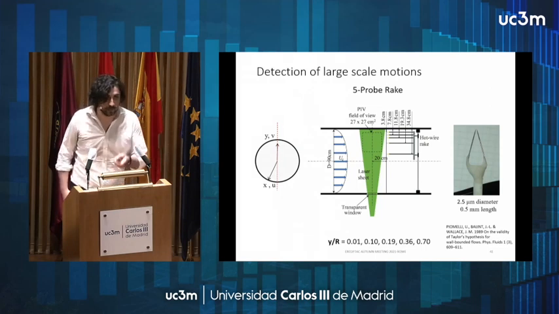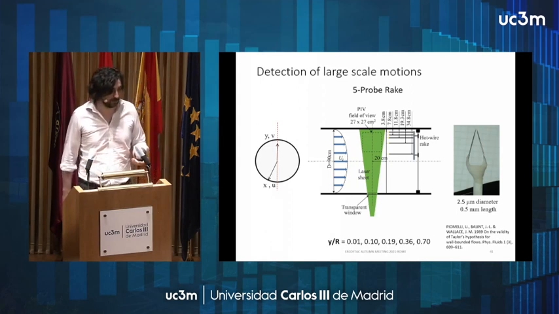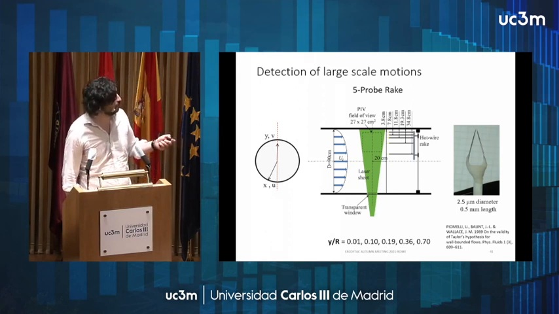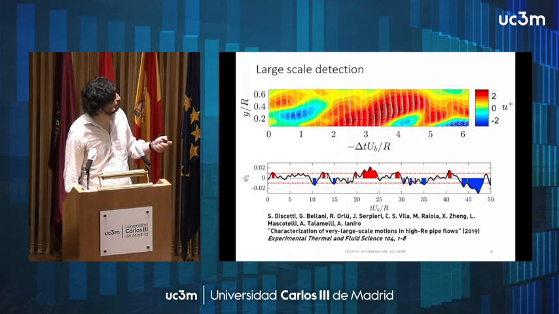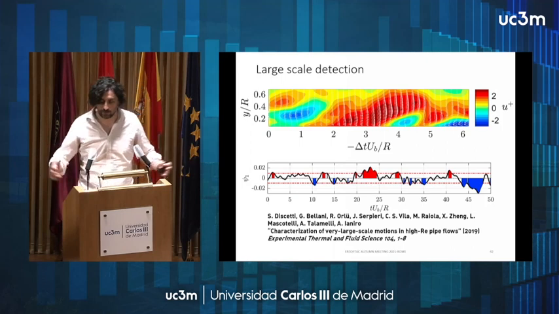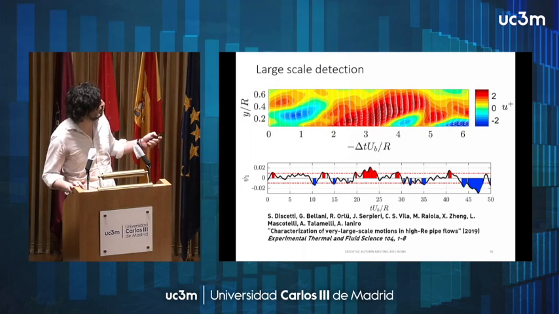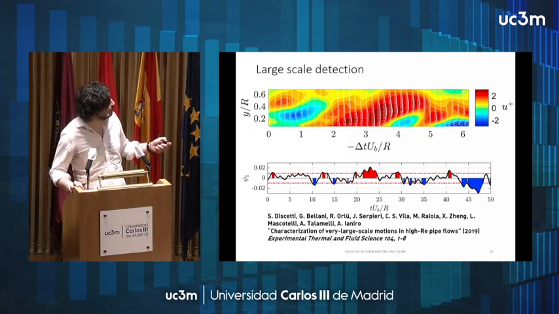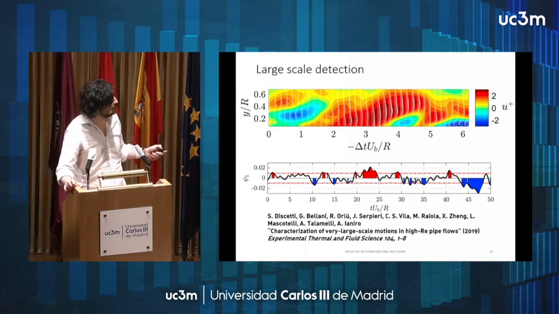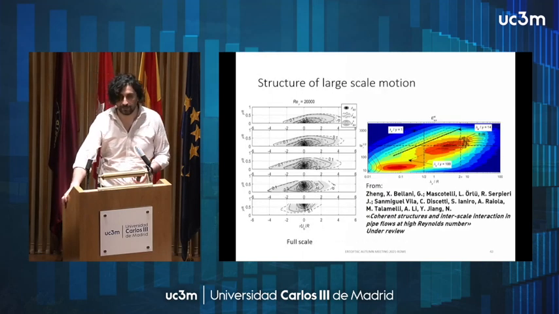We have done some experiments here with the group also by Stefano Discetti and Andrea Ianiro. They came to our lab, and we combined hot wire measurements with PIV measurements to find a way to observe and detect these large organized structures that span a region of the flow much larger than the pipe radius. This was all published in a nice paper where we were able to detect when these large organized structures were passing through our pipe. And once you can detect them, you can also analyze them.